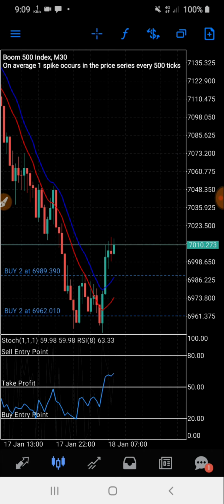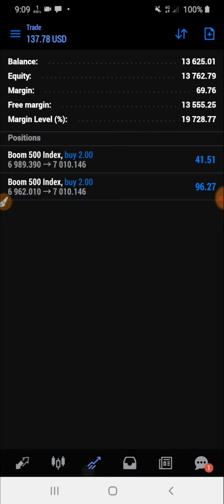Alright guys, so as you can see, it's been more than 5 hours, and the market is going upside. Envelopes are also pointing up, and we are in profit. So you can also see it's the exact point where I took my second position, my second buy position. That's where the market starts going up from. So it's pretty much easy.